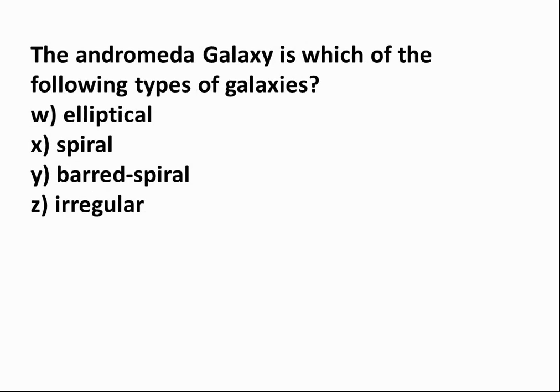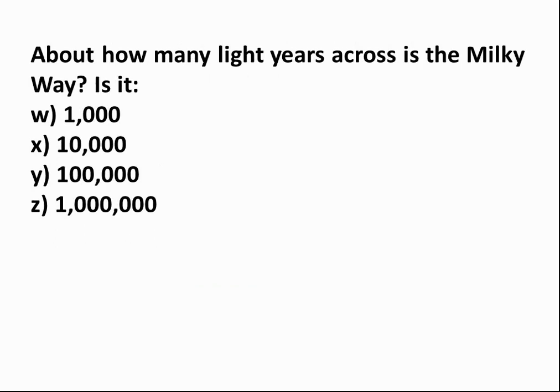The Andromeda Galaxy is which of the following types of galaxies? W. Elliptical. X. Spiral. Y. Barred spiral. Z. Irregular. Answer: X. Spiral. About how many light years across is the Milky Way?